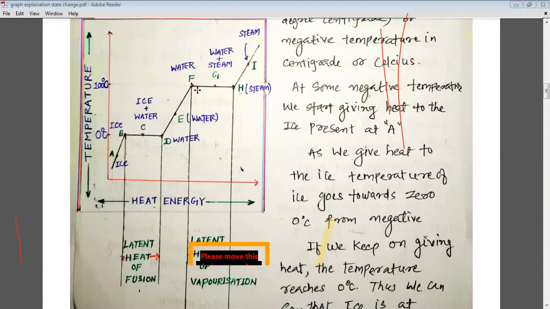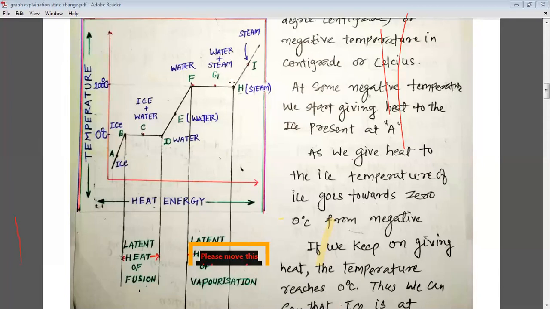As we move from point F to G, there is more water and less steam present. The temperature between F and G is 100 degrees centigrade or 373 Kelvin. At G, we have an equal quantity of water and steam. My dear students, going from G to H, more and more water is converted into steam, but both steam and water are present between F and H.